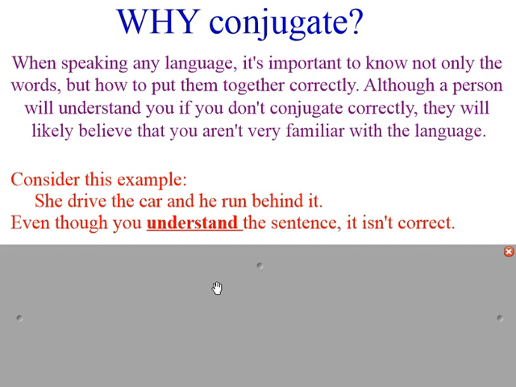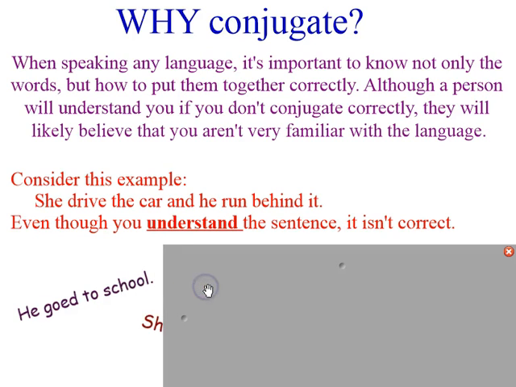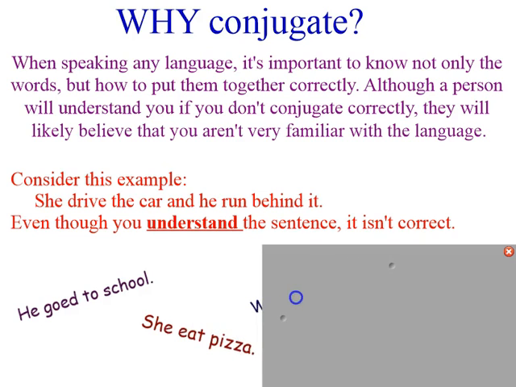Here are a few more examples for you. He goed to school. Following that rule of played, watched, we do have irregular verbs in English. He went to school. She eat pizza. Common mistake. I eat pizza, you eat pizza. She eats pizza.